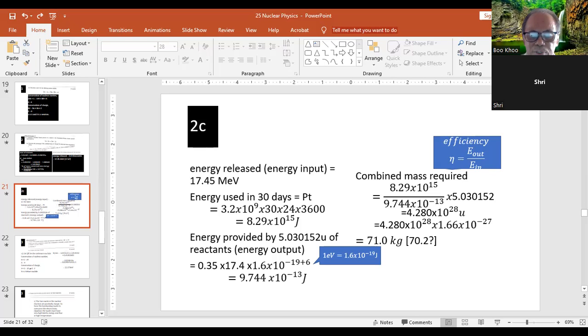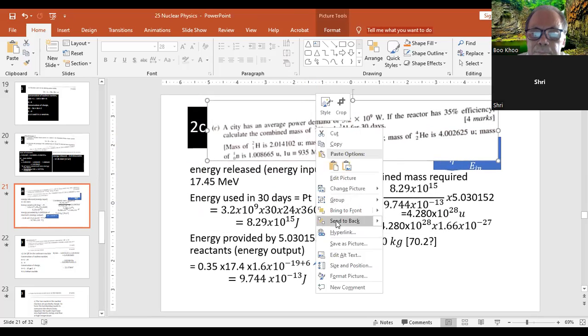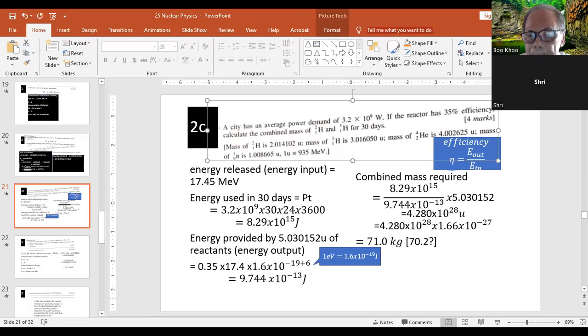Okay, how to calculate? You should be able to calculate for me. A city has an average power demand of 3.2 times 10 to the power 9 watt. If the reactor is 35% efficient, calculate the combined mass of this one for 30 days. Yep, how to do that? This is very challenging. 4 marks.